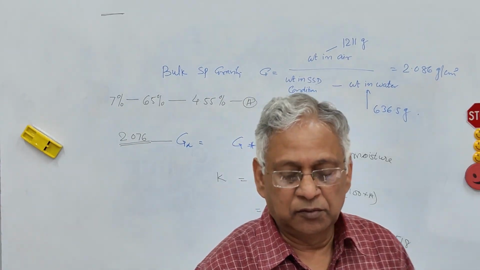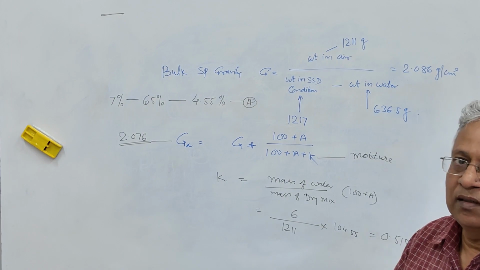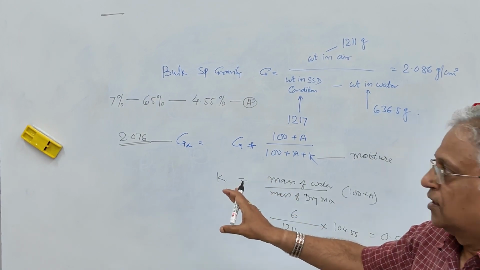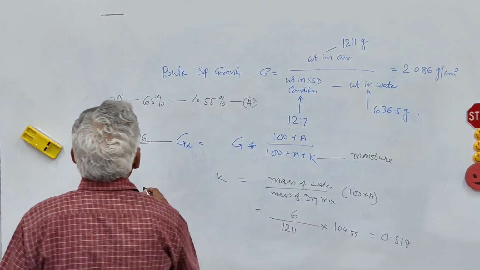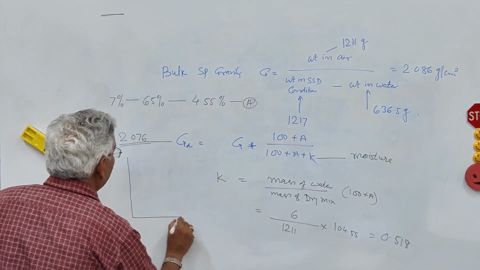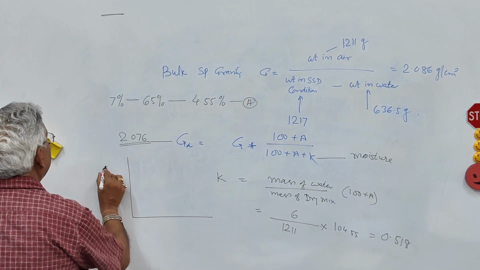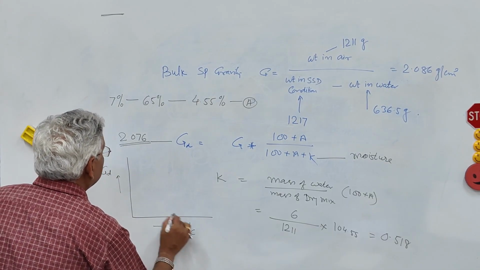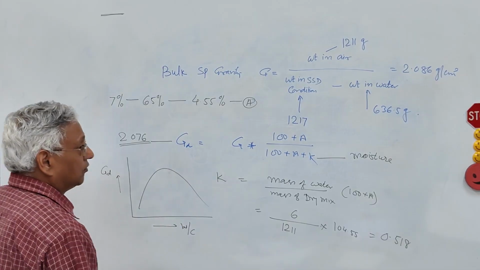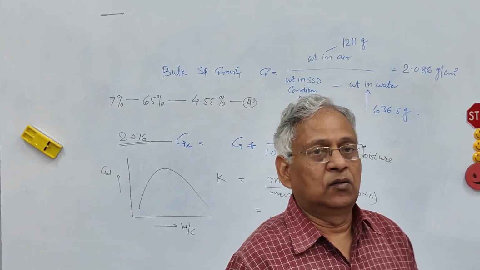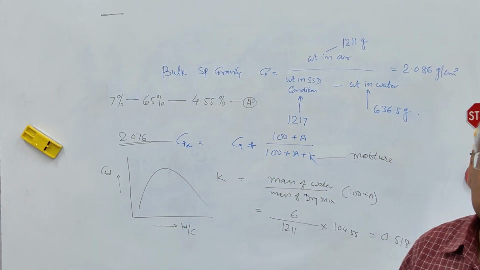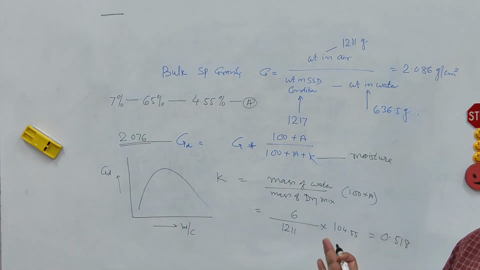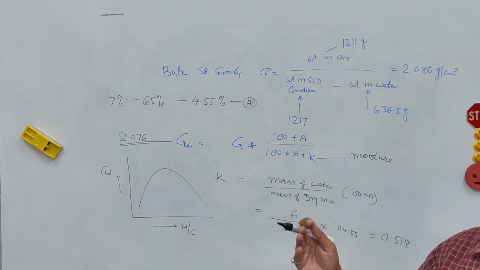Similarly, you prepare specimens at different water contents, find out the dry density in each case, and then make a plot between the dry density and moisture content, taking GD on the y-axis and water content on the x-axis. You get this kind of curve. Find out the optimum water content corresponding to maximum dry density. Now this is the water content which is required for the next step.